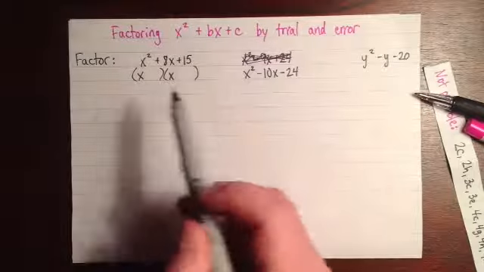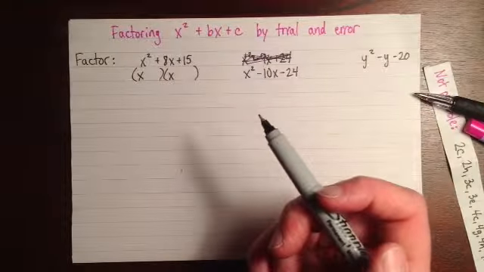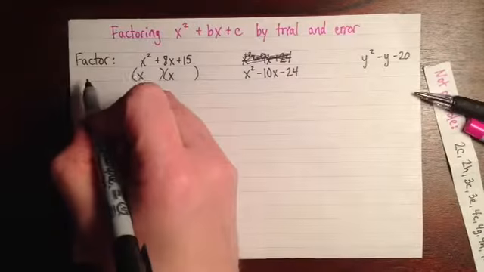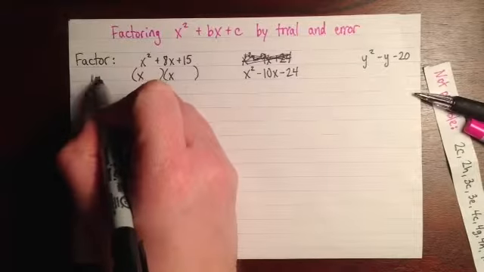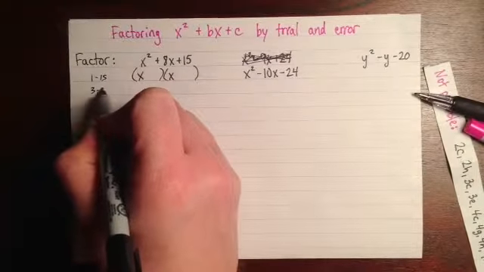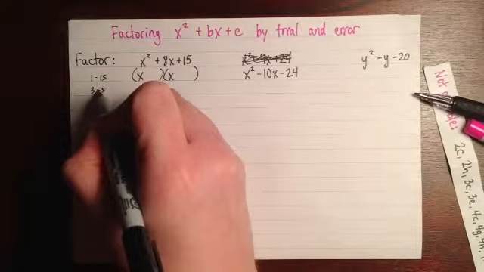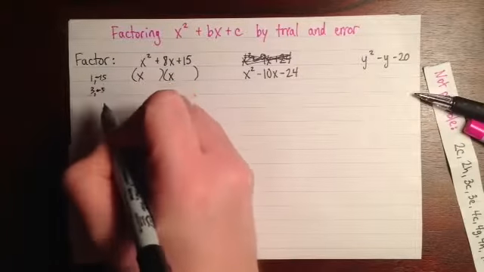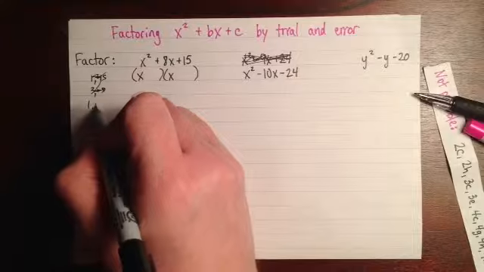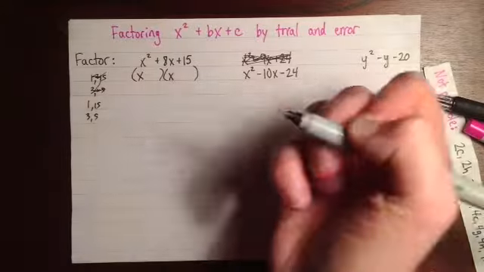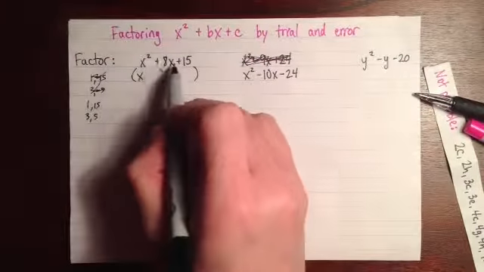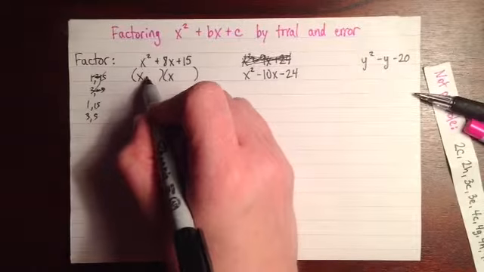So the question is, what could we multiply to get 15? And there aren't that many options for 15. It's kind of nice. There's 1 and 15, and there's 3 and 5. I should have put a comma there because those aren't negative. 1 and 15, and 3 and 5. So if I try, and in this question everything's positive, so the numbers are going to be positive.